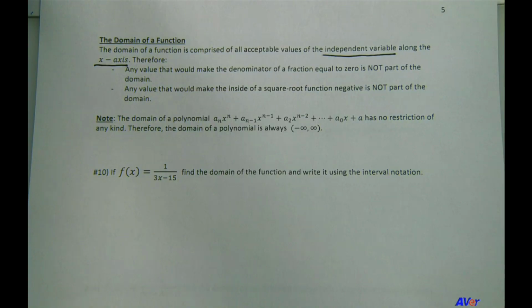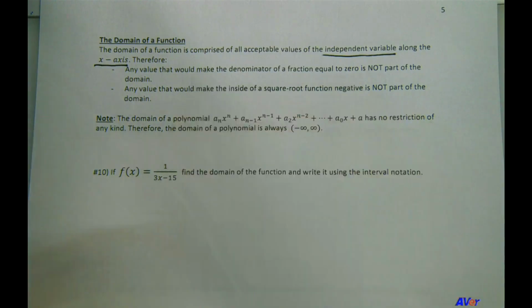If you have a fraction with an x term in the denominator, we have to make sure that x takes only those values that lead to denominator values other than 0. The denominator can never be 0. So all of those put restrictions on the independent variable value and restrictions on the domain of a function.